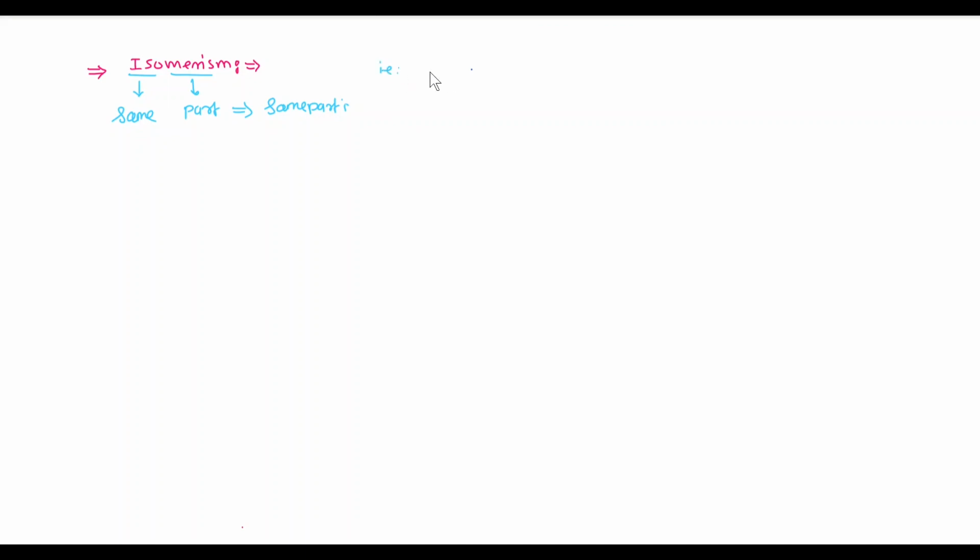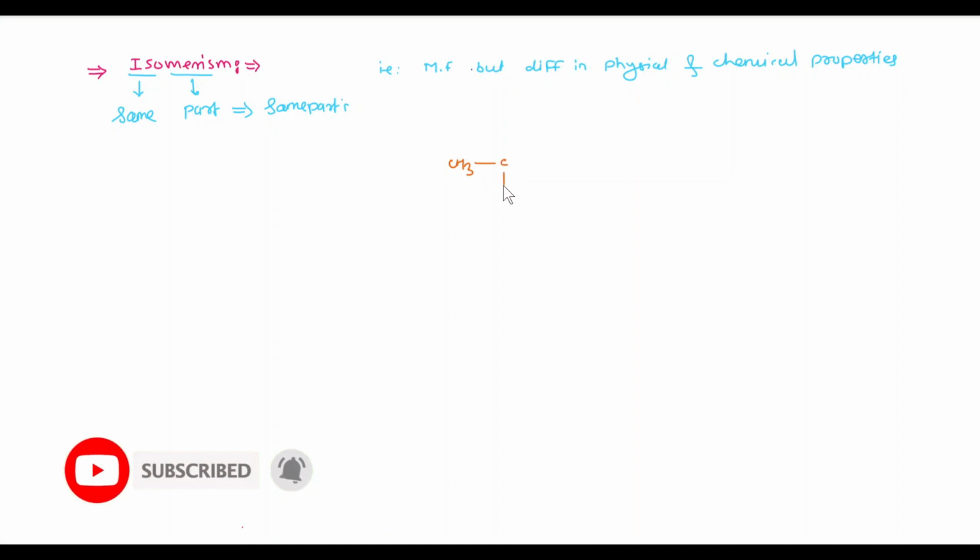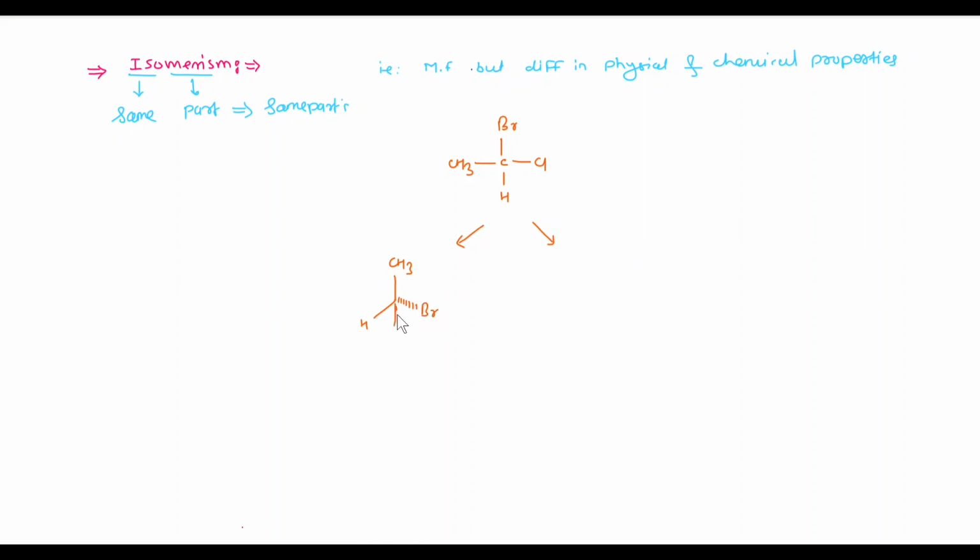That means organic molecules having the same molecular formula but different physical and chemical properties. Let us see an example. The molecule CH3CHClBr has two different structural formulas. The first one has CH3, hydrogen, bromine and here chlorine, and the second one has hydrogen, CH3, chlorine at the bottom and bromine on the upper side.